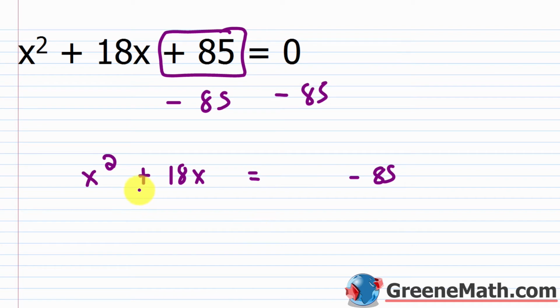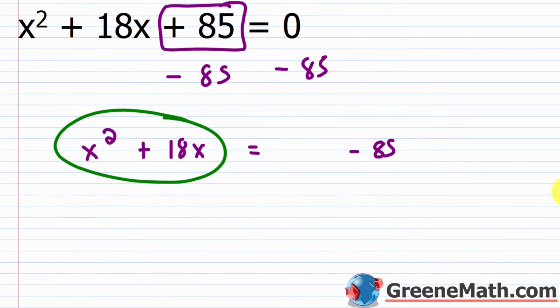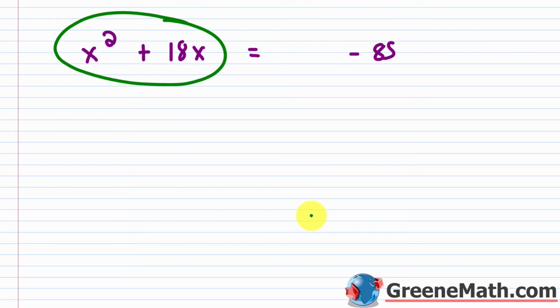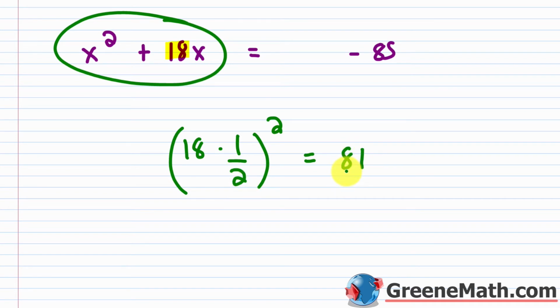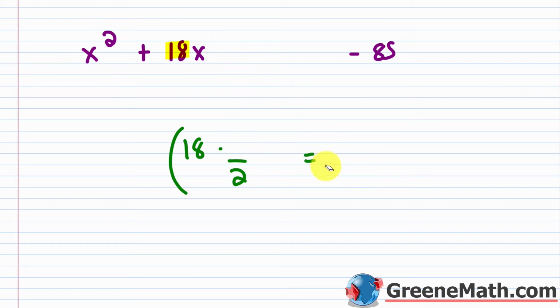Let me move this down. I want to complete the square on the left-hand side. Again, I'm trying to get a perfect square trinomial over here. I want this to end up being a binomial squared. How can I do that? All I want to do is look at the coefficient of x to the first power, which in this case is 18. So what is 1/2 of 18 squared? Take 18, multiply it by half, or cut it in half, and then square it. 18 divided by 2 is 9. 9 squared is 81. So this is what I need to add to both sides of the equation to complete the square.